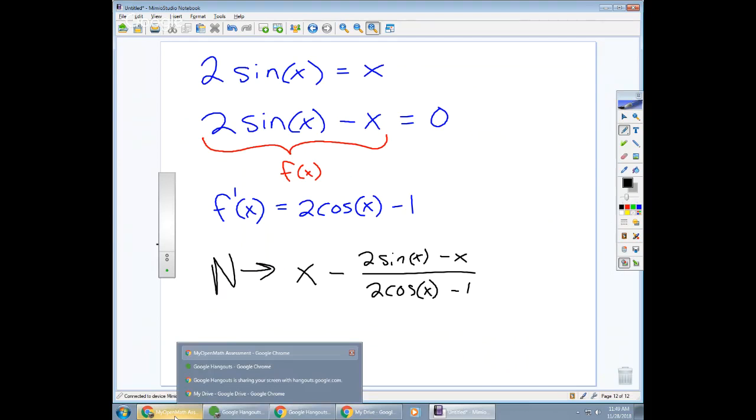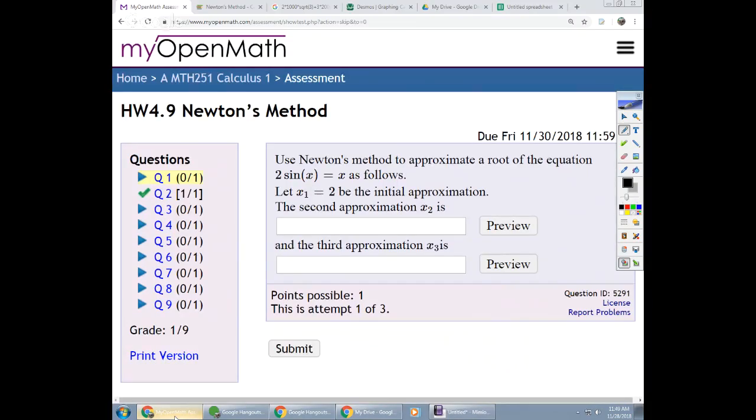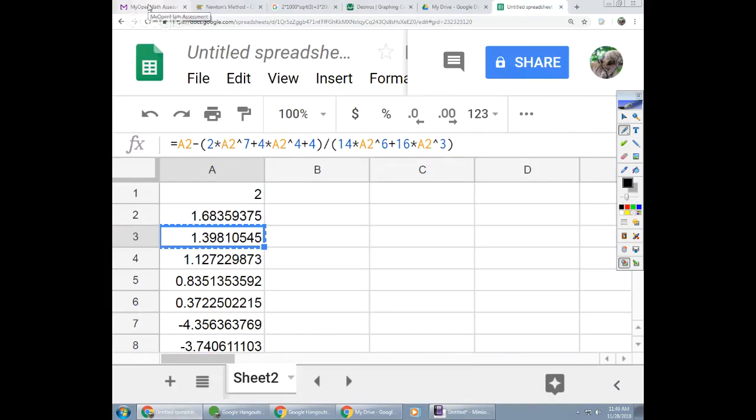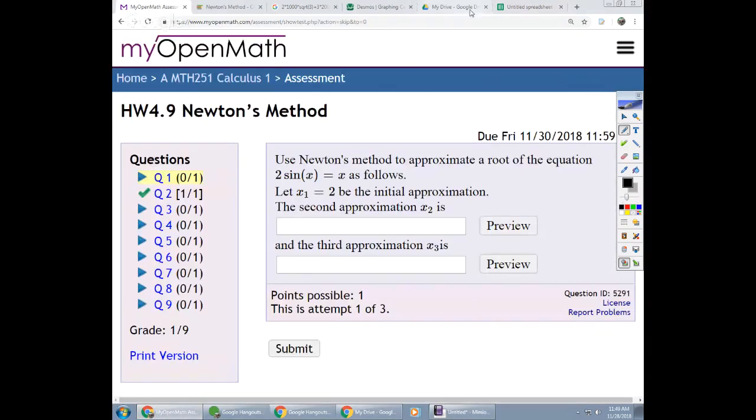Excel will do trig functions? Yes, I believe so. So let's take a peek at that. What did they tell me to use as the first guess for this one? They said use x equals 2 as the first guess.